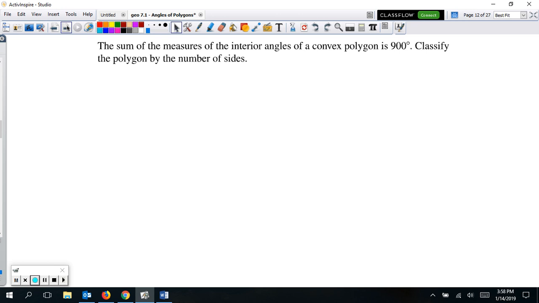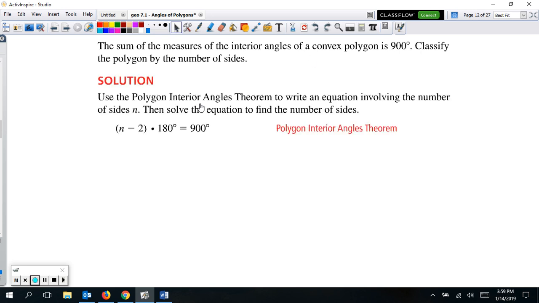Okay, here's another one. Let's take a look at this one. It says the sum of the measures of the interior angles of a convex polygon is 900 degrees. Classify the polygon by the number of sides. So we need to figure out how many sides a polygon is going to have if the sum of all the measures of the interior angles is 900. So we're still going to use that same formula, n minus 2 times 180, except this time we know the answer is 900. We need to figure out the number for n. So we're going to solve this equation for n.